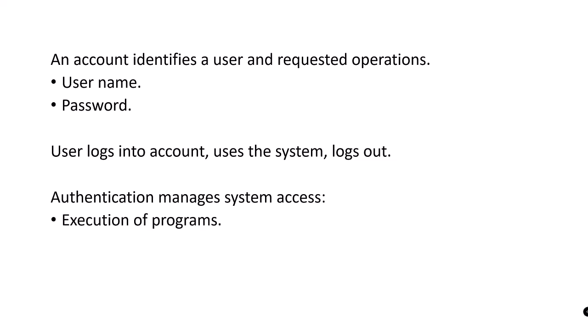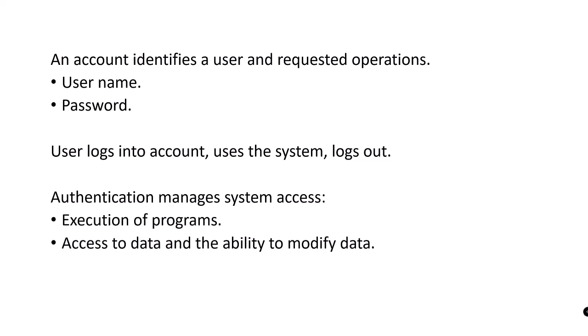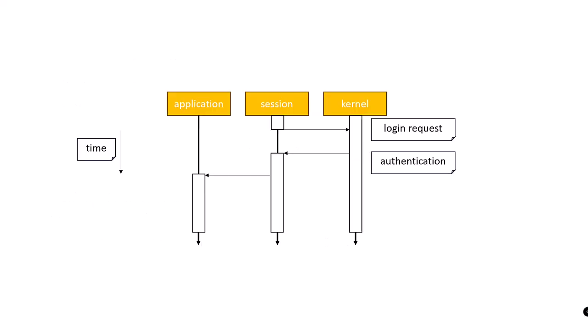Authentication controls access to the execution of programs and access to data, both to be able to see the data and to be able to modify it. A user may start a session that makes a login request to the kernel. The kernel authenticates the account and then allows the session to perform functions, for example, to run an application.